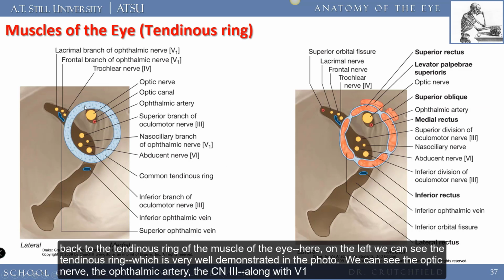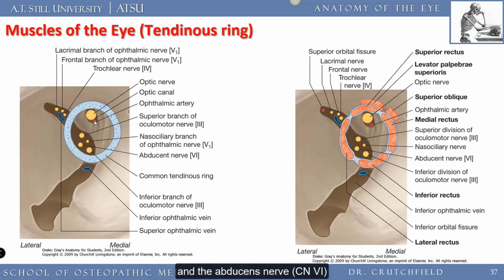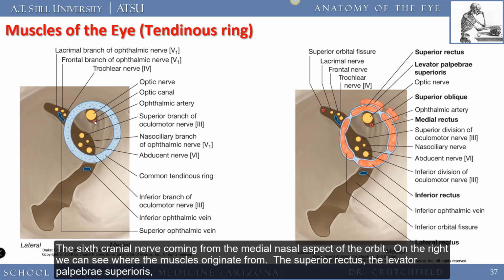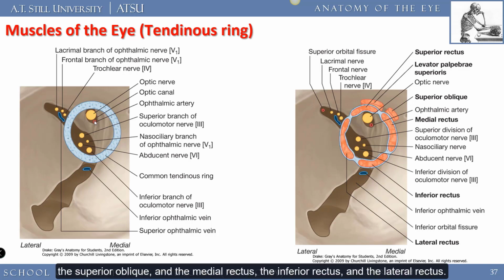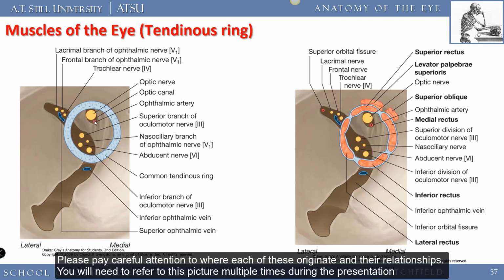Here on the left, we can see the tendinous ring, which is very well demonstrated in the photo. We can see the optic nerve, the ophthalmic artery, and then the third cranial nerve, along with V1, and the abducens nerve, cranial nerve 6. The sixth cranial nerve coming from the medial nasal aspect of the orbit. On the right, we can see where the muscles originate from. The superior rectus, the levator palpebrae superioris, the superior oblique, and the medial rectus, the inferior rectus, and the lateral rectus. Please pay careful attention to where each of these originate and their relationships. You'll need to refer to this picture multiple times during the presentation.